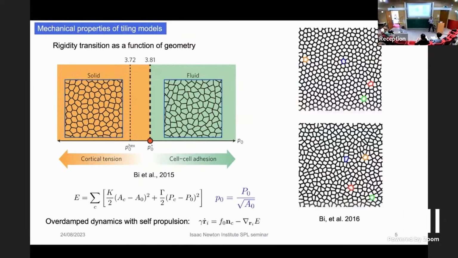This is only for a surface though, right? Whereas the cells are 3D. Yeah, this is for a two-dimensional model. If you go to 3D, then yeah.